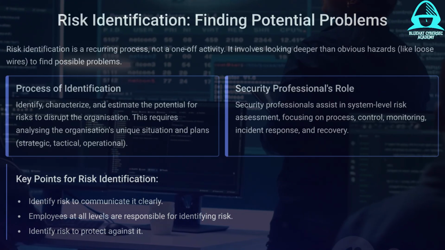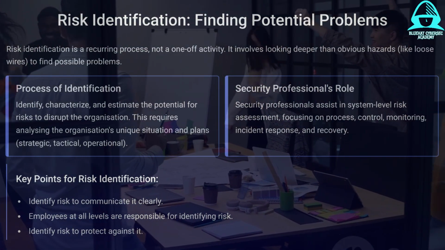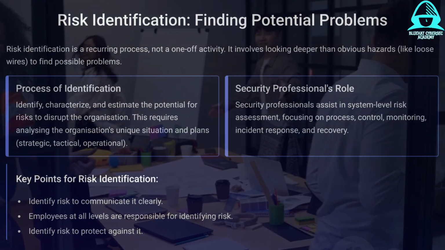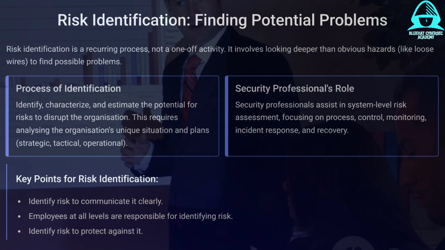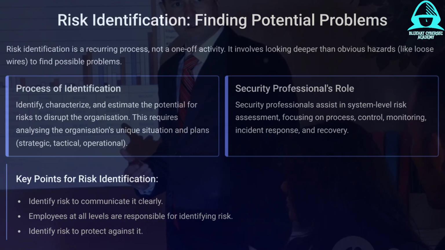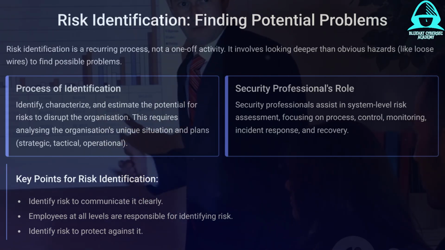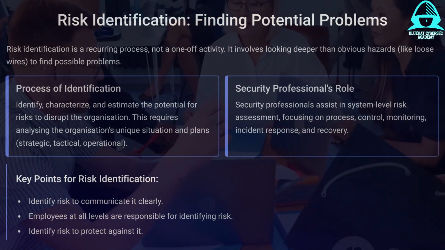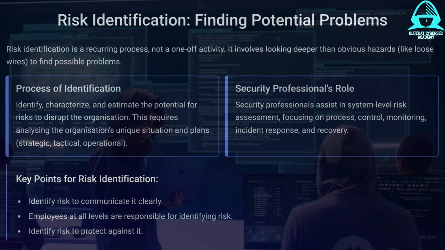If you're working with a smaller organization, or maybe one that lacks any kind of risk management and mitigation plan and program, you might have the opportunity to help fill that planning void. So, the key points to remember about risk identification are: identify risk to communicate it clearly. Employees at all levels of the organization are responsible for identifying risk, and identify risk to protect against it.